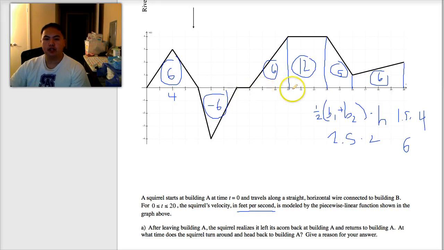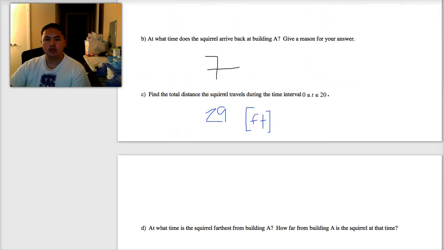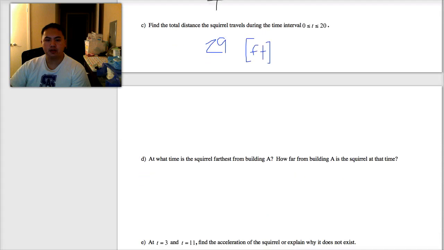So the farthest he is from building A is all the way here at 20, right? He's 6 plus 12 plus 5 plus 6, 18, 23, 29. He's 29 feet away from building A based on the area under the curve. So just to repeat one more time in case you're confused, he ran 6 feet, he came back to the beginning 6 feet, and then from here on was all running forward from building A. So just like letter C, the time that the squirrel is farthest from building A is 20 seconds, and he is 29 feet.